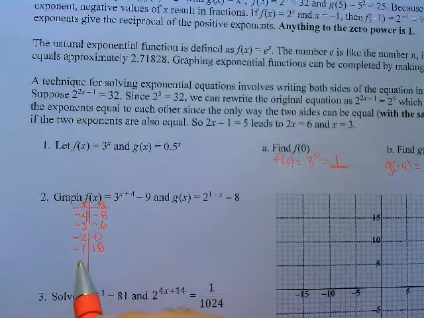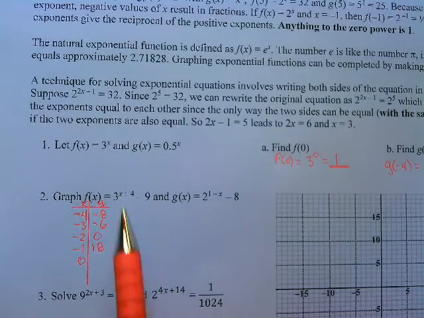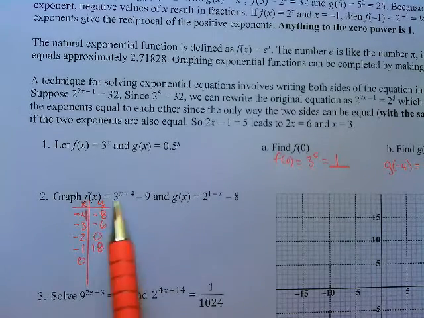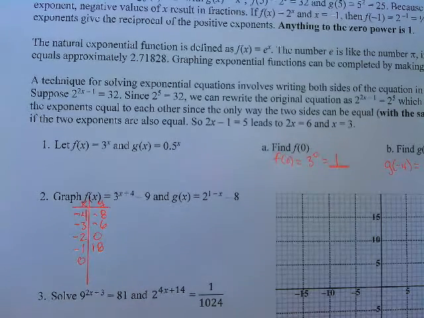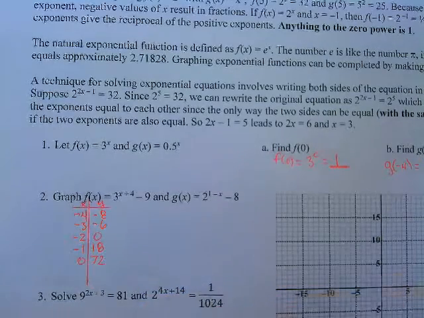If I were to go to 0, by the way, we would have 0 plus 4, which is 4. 3 to the 4th, which is 81. 81 minus 9 is 72.